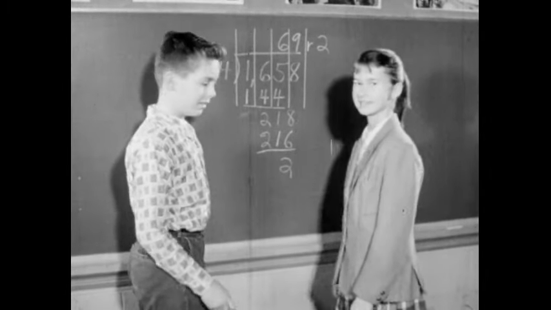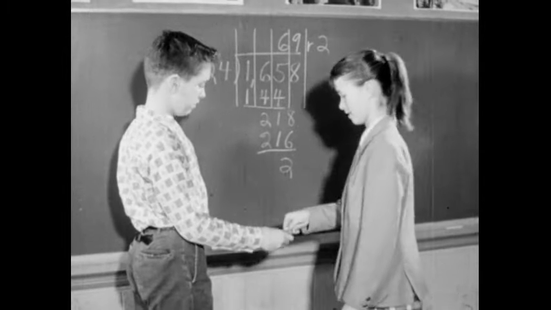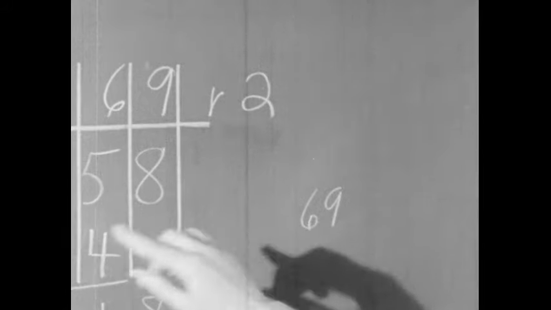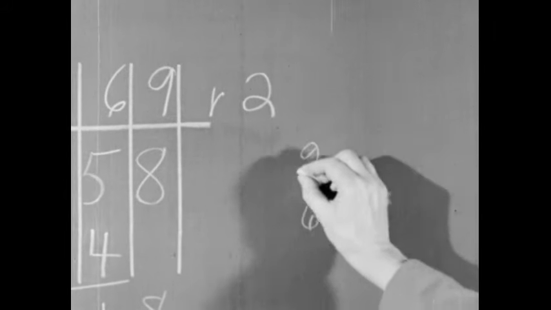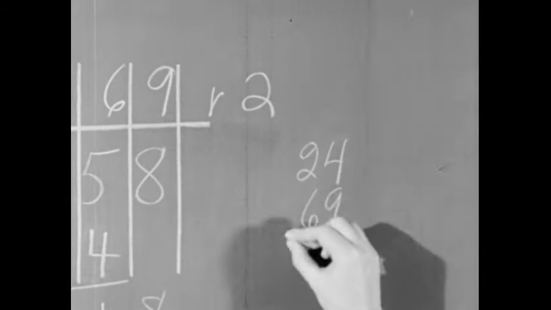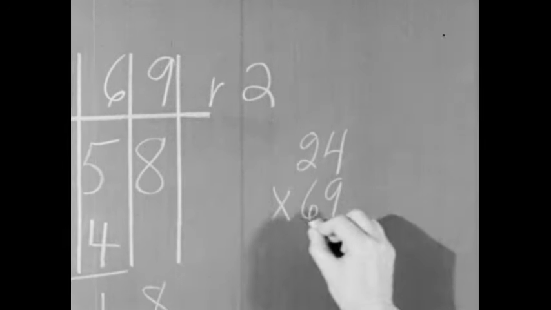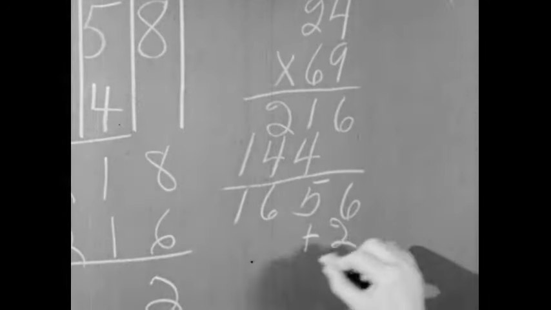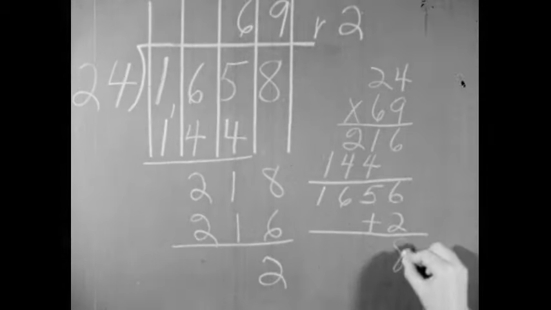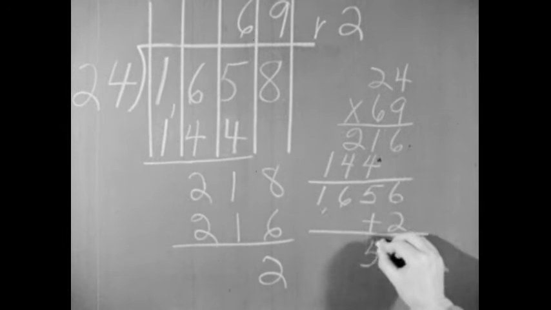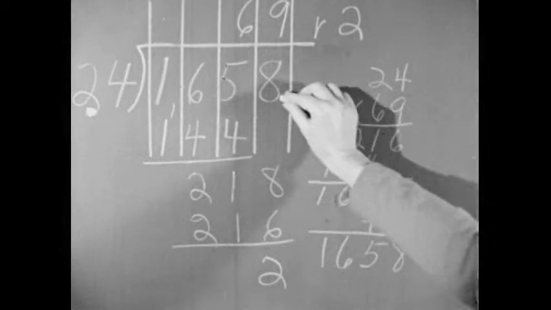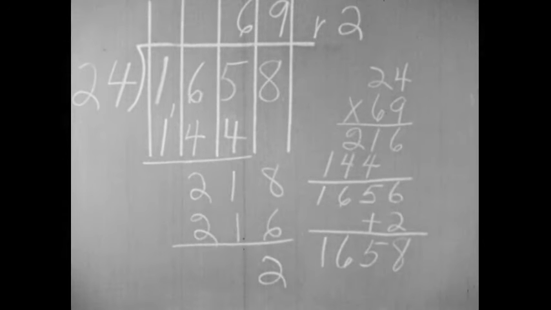Linda, do you want to check the answer? That's right. Multiply together the quotient 69 and the divisor 24. Then add the remainder 2. Yes, it checks. Very well done, Linda.